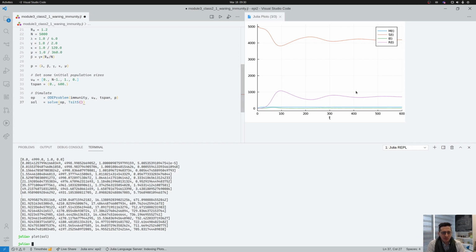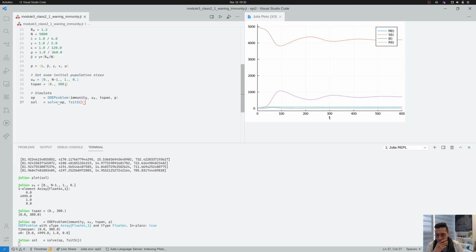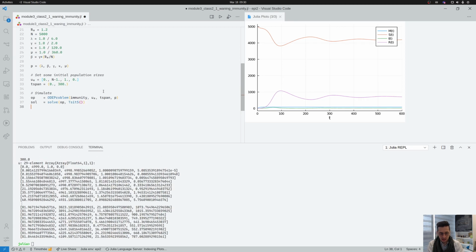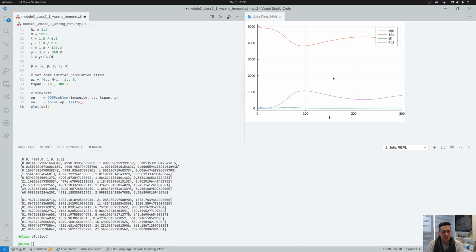So what do we have? Well, let's say that we can go up until 300 only, and then plot solve. Okay. So what we see is that there is a baseline number of individuals with maternal protection in the population. So that is going to be the first compartment.